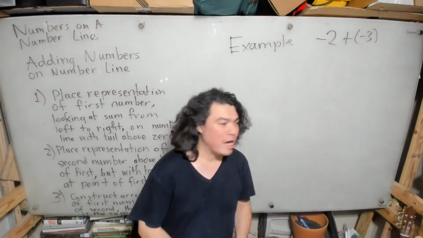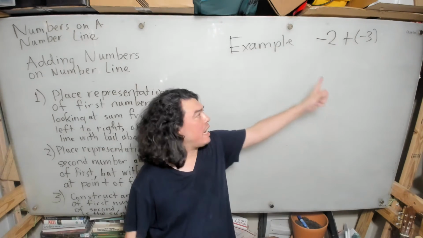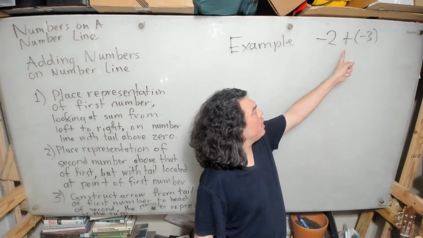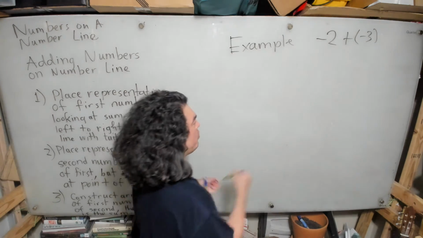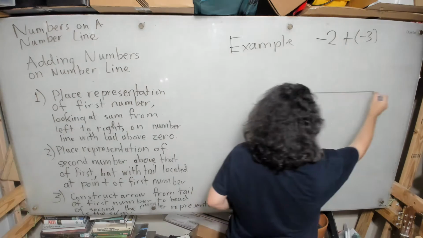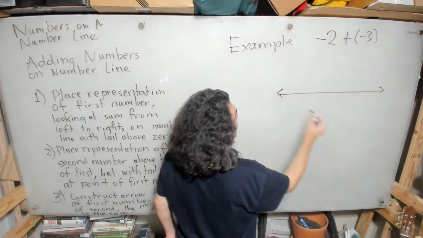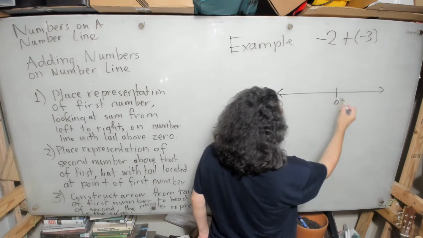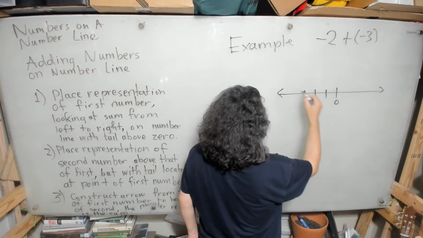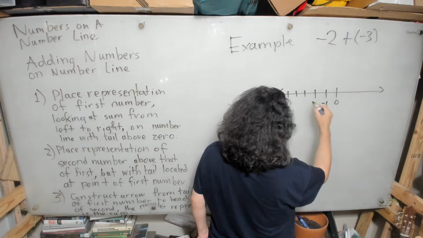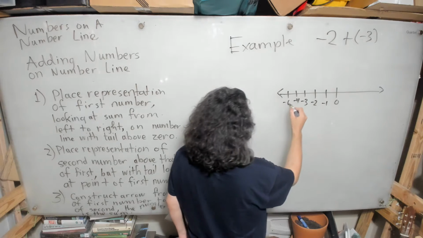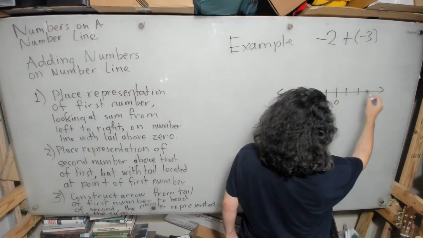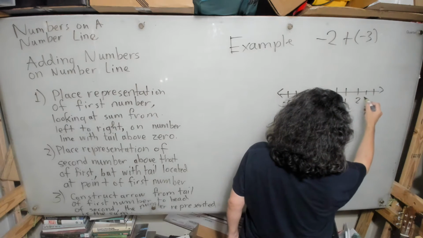Hello. So now we're going to do this example here. We're going to add -2 plus -3. Okay. So as we've been doing, we're going to start by drawing our number line. And we're going to see that, well, let me first draw in these numbers. 1, 2, 3, 4, 5. And I'm going to put in some here for good measure. 1, 2, 3, 4, let's say.